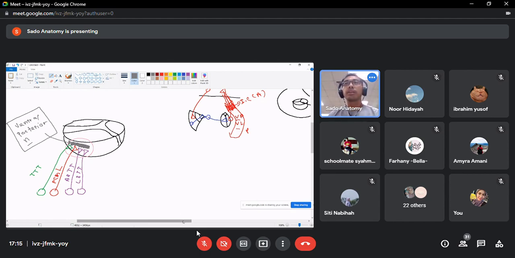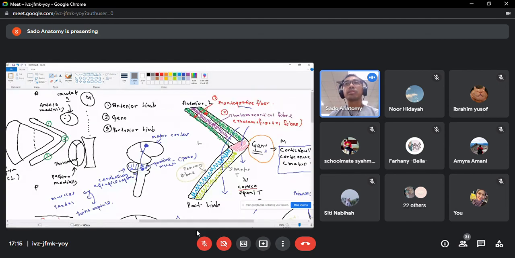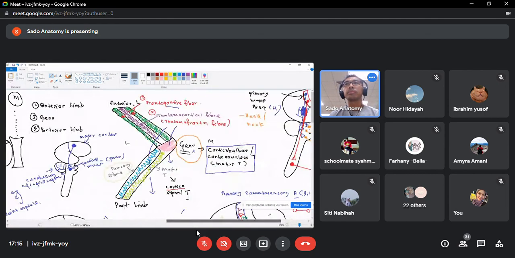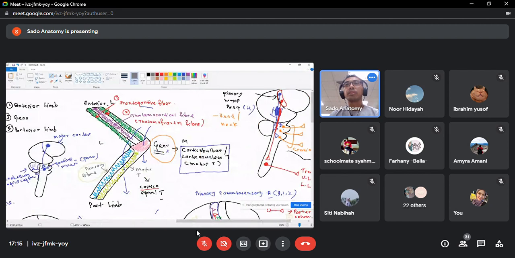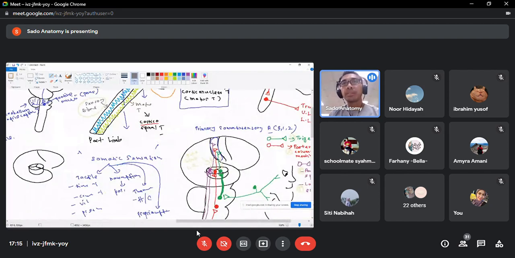So meaning, class, based on your diagram, everything you see now, all the nuclei in this color that I drew, refer to VPN, which is the ventral posterior nucleus, class.